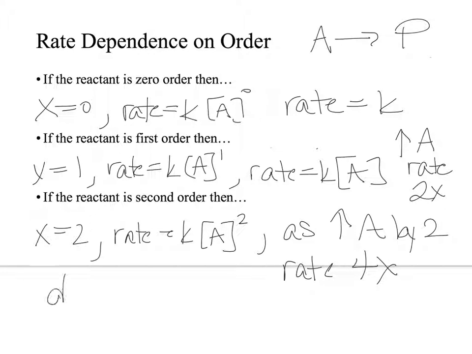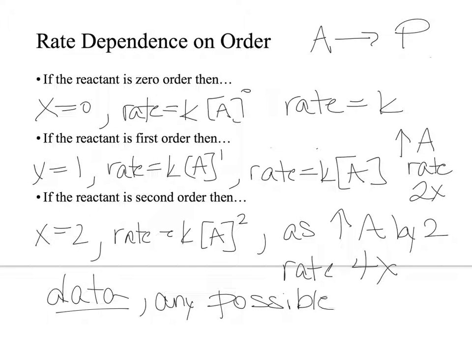Until we look at the data, we don't know if x is equal to 0, 1, or 2. It can be any possibility. It just depends on the nature of the reaction. There's not one answer that's more right than the others. It is simply a matter of what is the chemical property of that particular reaction.